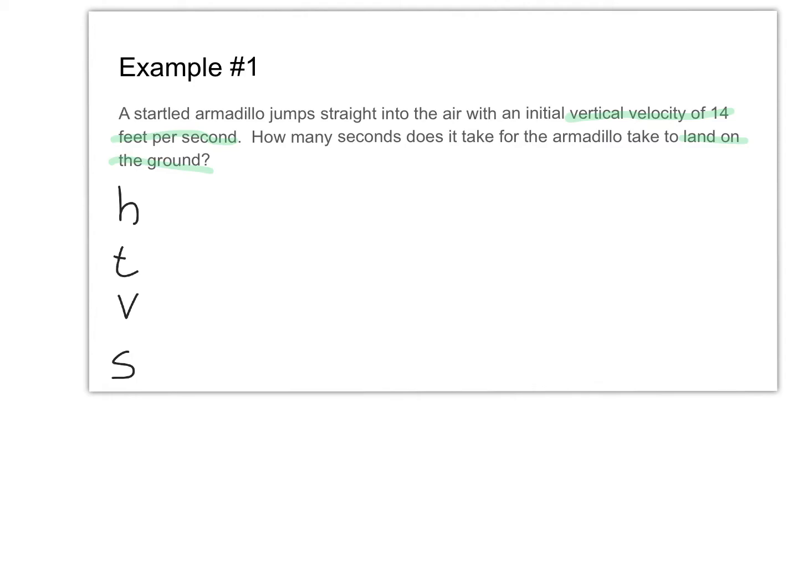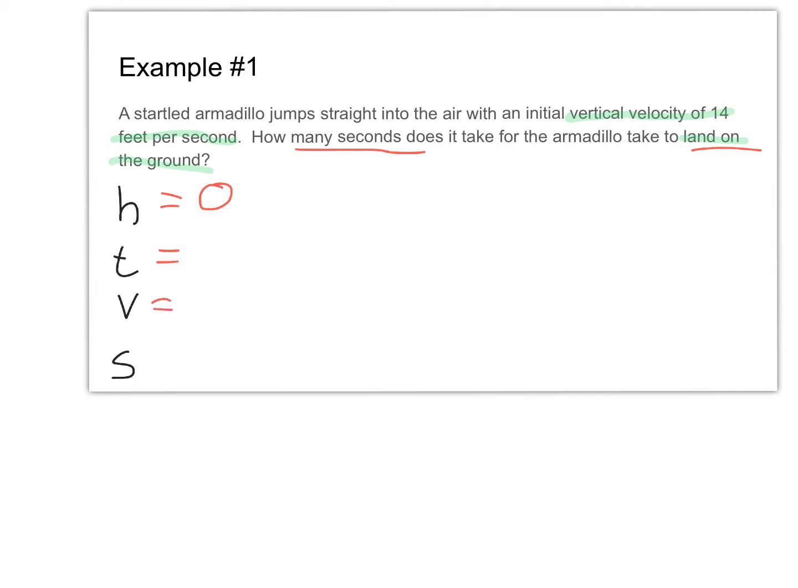Let's do the ending height, the ending height of the object. They said they want this armadillo to land on the ground. So what would the ending height be for ground? Well, ground would be a height of zero. T, I don't know the time, that's what we're finding. How many seconds? That's our T.